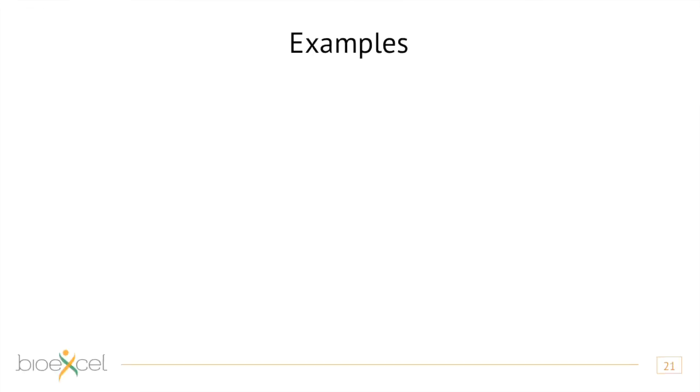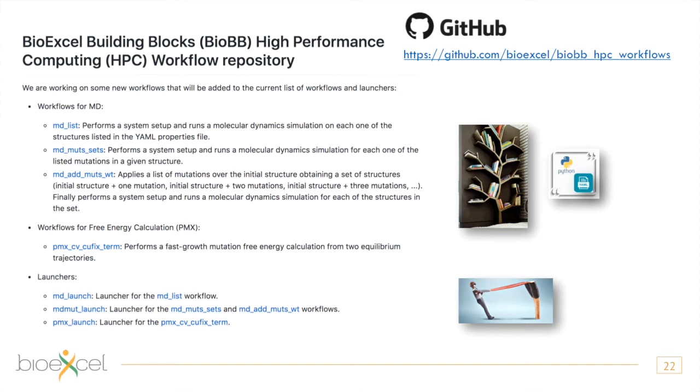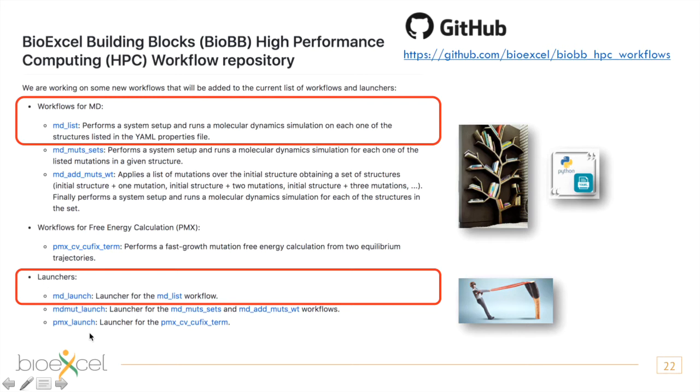So let's go to the examples. We have generated the GitHub repo with HPC workflows in BioExcel. This is a part of the README file that you can see there. Information about the template workflows here at the beginning, and also information about the launchers here at the end. We will start with the first one and the easiest one, the molecular dynamics list that performs the system setup and runs molecular dynamics on each one of the structures listed in an input file.